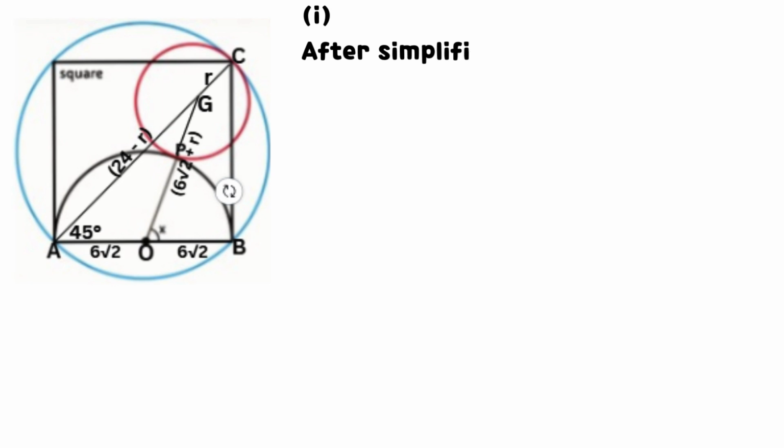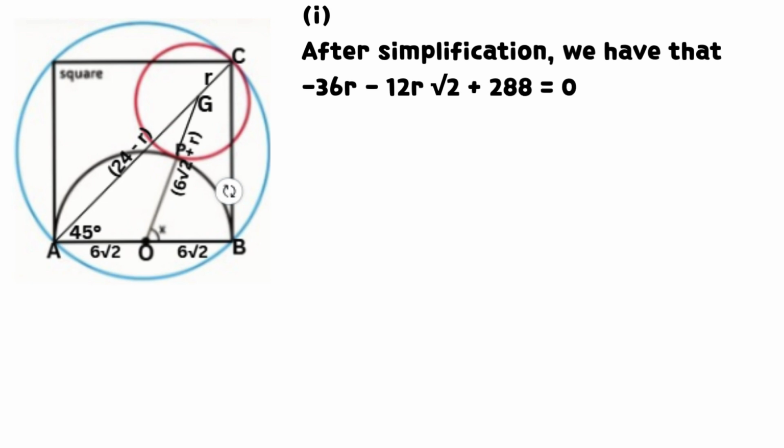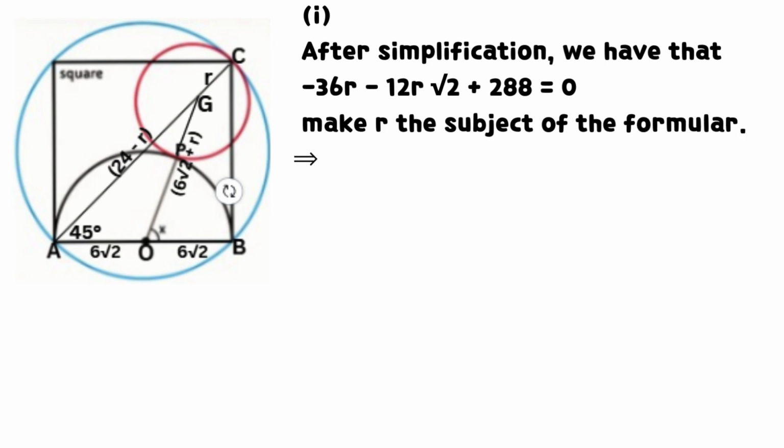Let us answer the first question. That is required to find the area of the inscribed red circle. After simplification, we have that negative 36 times small r minus 12 times small r times the square root of 2 plus 288 equals 0. Make small r the subject of the formula, so that small r equals the product of 24 and 3 minus the square root of 2, all divided by 7. In centimeters.